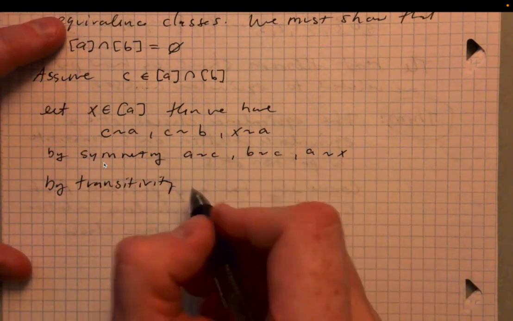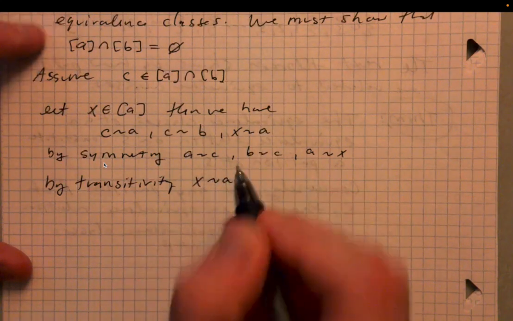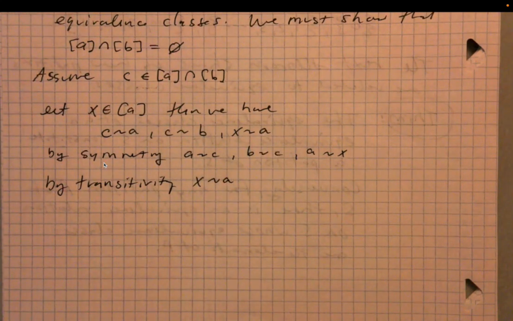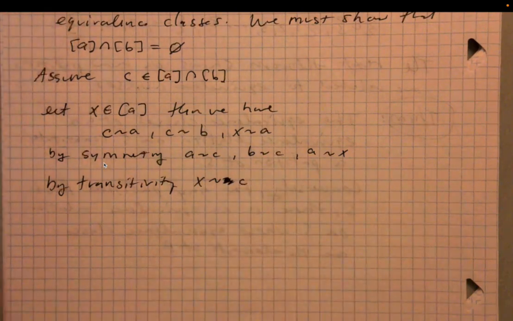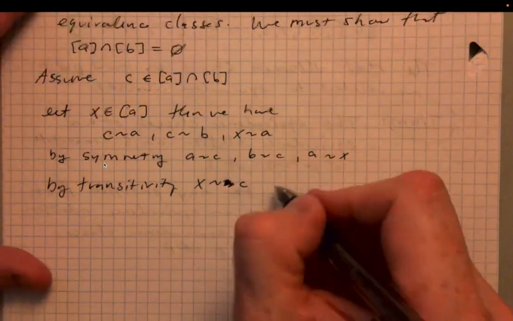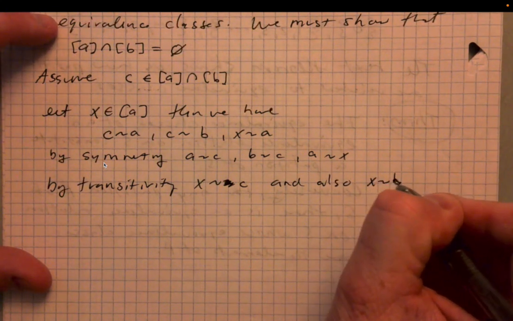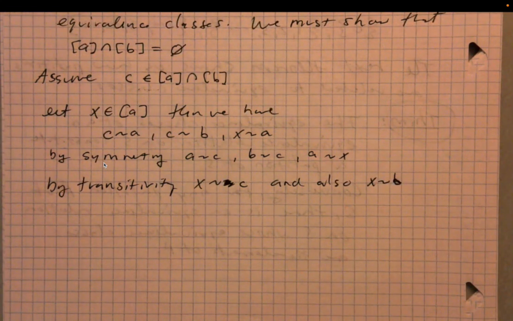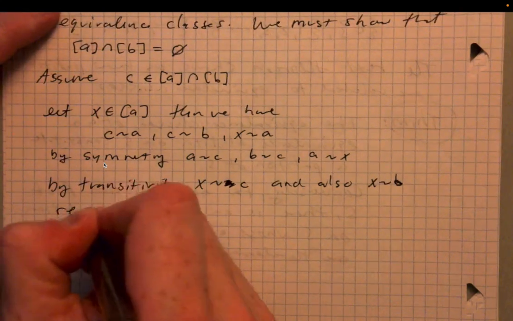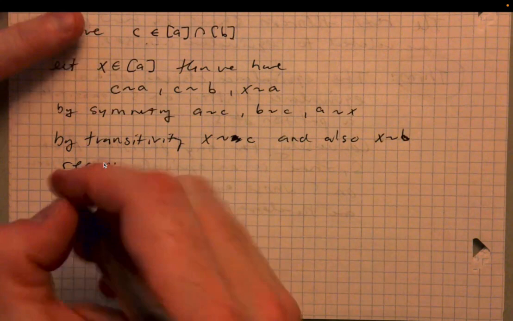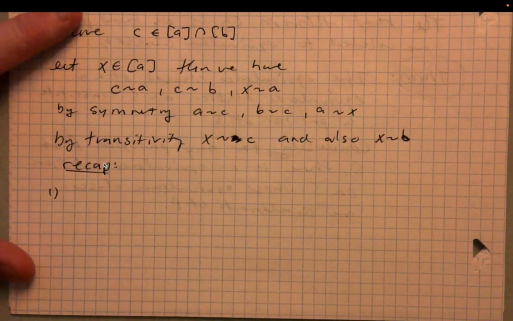So we'll just say X is equivalent to A. We'll recap all of this in a second. Oh, sorry, X is equivalent to C. And also X is equivalent to B. Okay, let's recap. I may have done a bad job itemizing these things. Let's itemize this a little better.